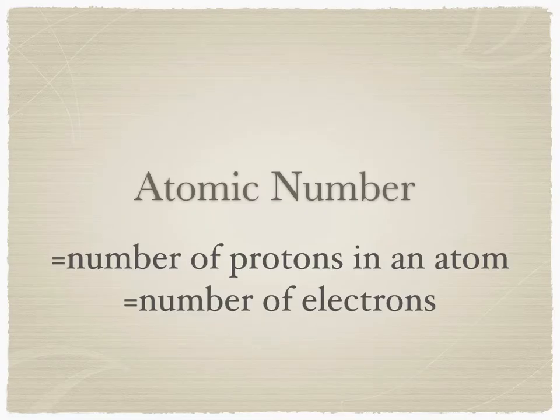Okay, first of all, the atomic number. This is the number of protons in an atom. And since we know that atoms are neutral, if it has a certain number of protons, that also has to be the number of electrons in the atom. So the atomic number is the number of protons.